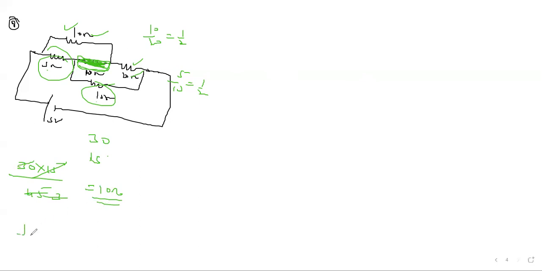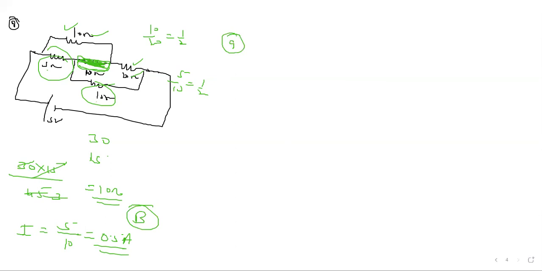They ask what's the current flowing. Current is potential, which is 5 volt, divided by resistance, which is 10. So this becomes 0.5 ampere. That will be the current flowing through the circuit. Right? Okay. Question number 9. So this is matching your second option. Beta is the correct answer for this question.